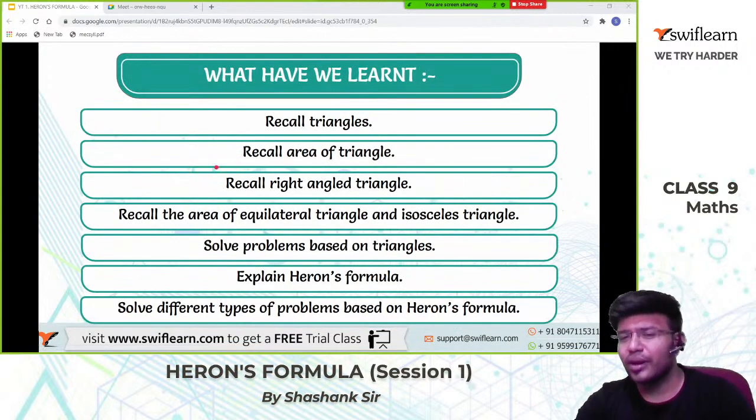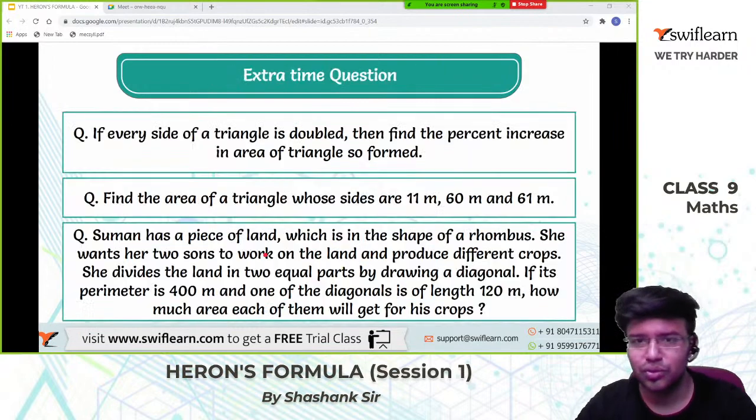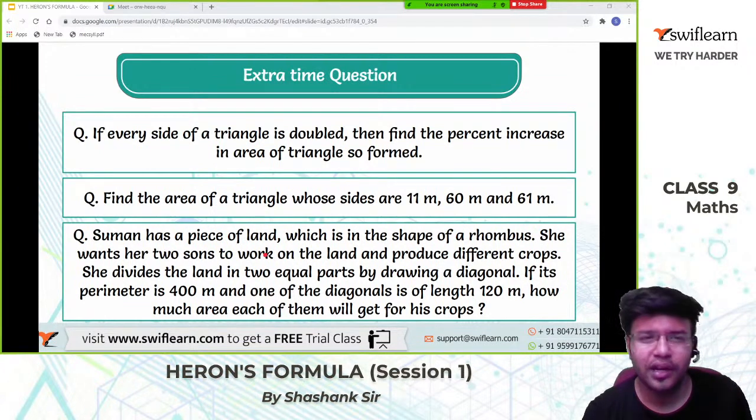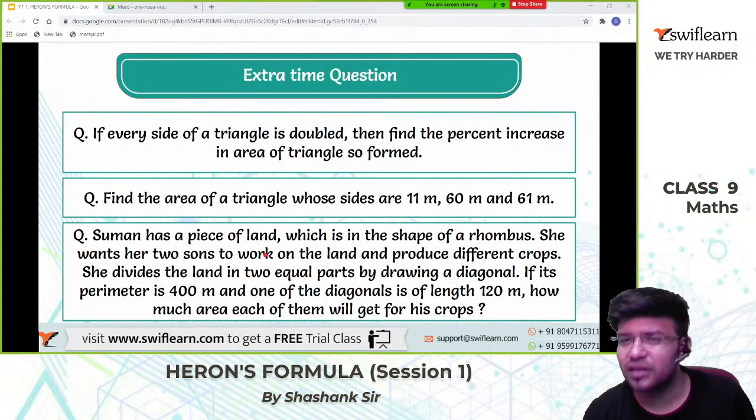Yes. Now what did we recall? ये सब हमने आज किया है. Yes. So these are your questions for your homework. Okay, take a screenshot if you want. Okay, if every side of a triangle is doubled, then find the percentage increase in the area of the triangle so formed.